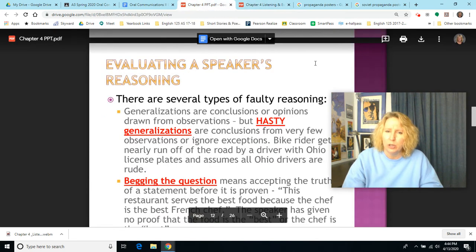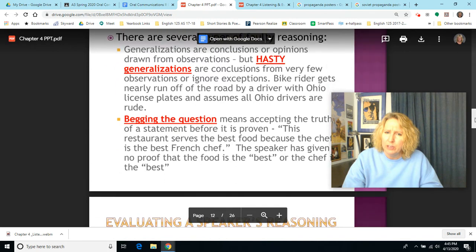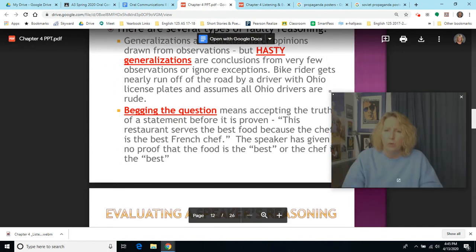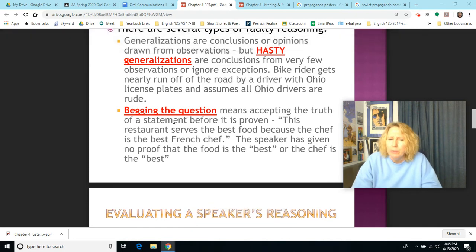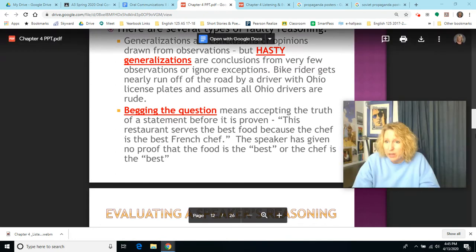So let's take a look. Begging the question, the example that I have here, and we'll kind of move this out of your way, means accepting the truth of a statement before it's proven. Like if you were to hear, this restaurant serves the best food because the chef is the best French chef, but the speaker has given no proof that the food is the best or that the chef is the best, right? So it begs the question, how can you prove that to me?